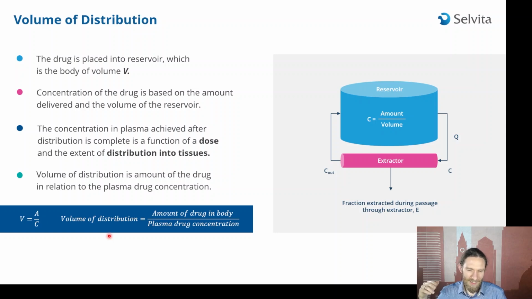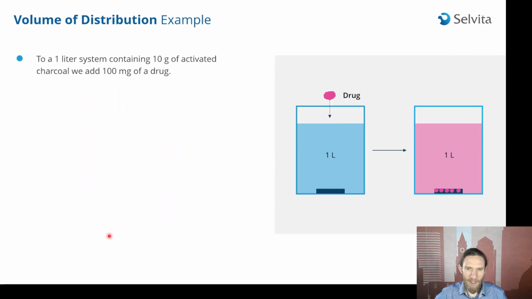So drugs that are distributed poorly into the peripheral tissues, the peripheral compartment, will have low volume of distribution, and drugs that have a high extent of distribution into peripheral tissues will have high volume of distribution. Let's see a practical example that will illustrate the concept.